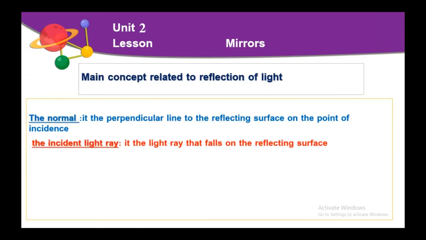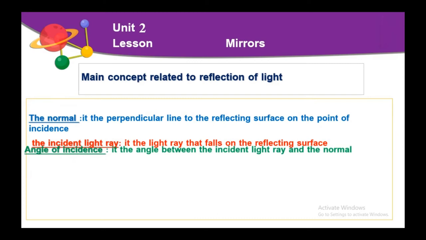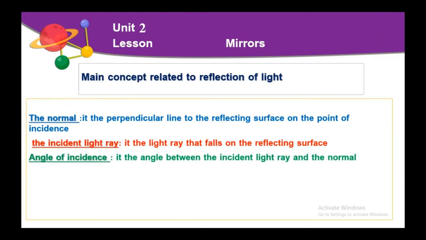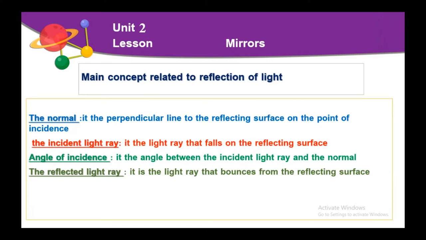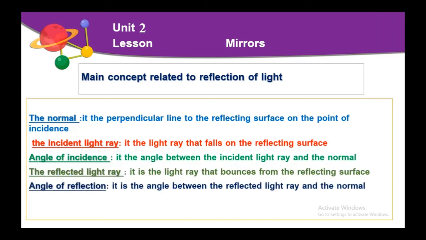Another concept, what is the meaning of incident light ray? It is a light ray that falls on the reflecting surface at the point of incidence. What is the meaning of angle of incidence? It is the angle between the incident light ray and the normal. The reflected light ray is the light ray that bounces or returns from the reflecting surface at the point of incidence. Yes. What is the meaning of angle of reflection? It is the angle between the reflected light ray and the normal.